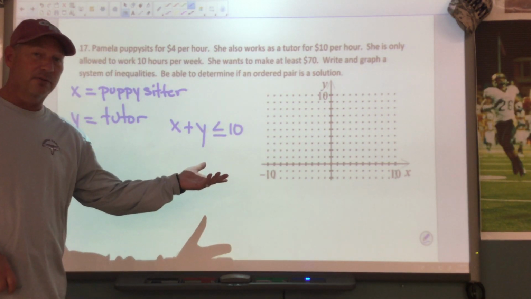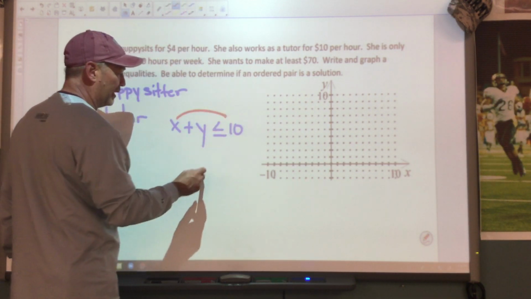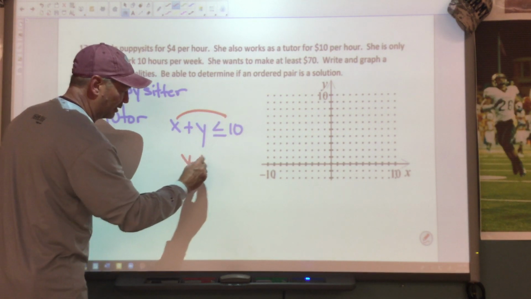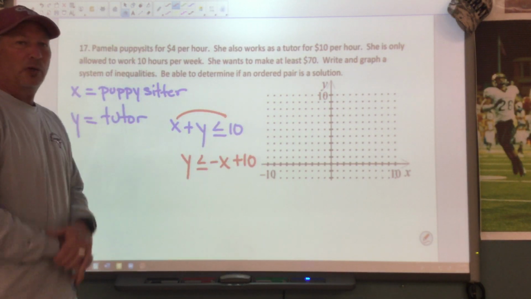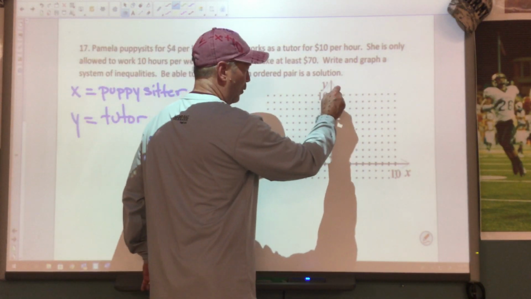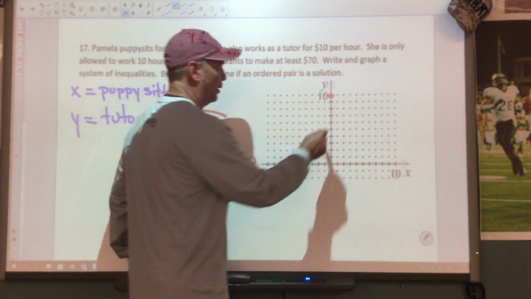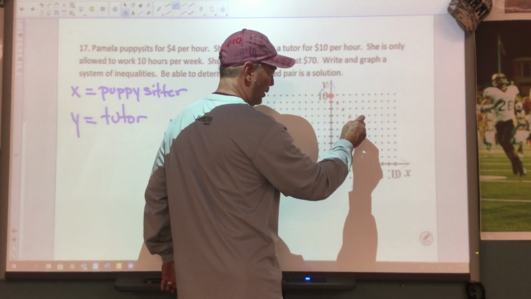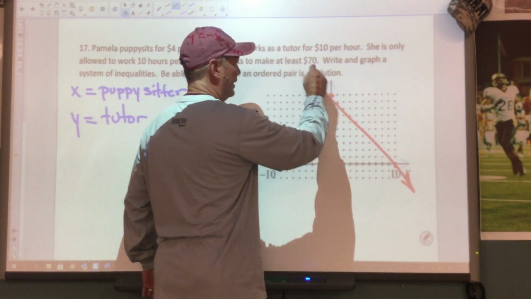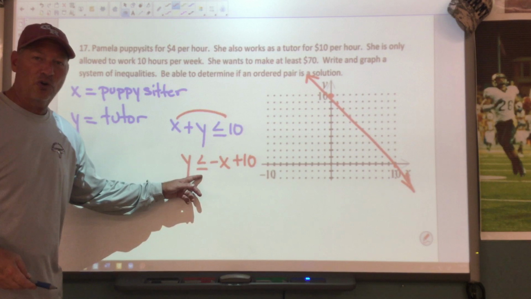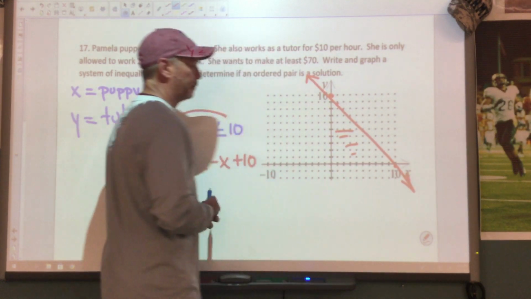We're going to need to graph it. We have to graph that. So in order to graph that, we're going to move the X to the other side, and we're going to subtract, and we're going to get Y is less than or equal to negative X plus 10. So what does that look like when you graph it? Well, there's your y-intercept at 10. We're going to go down 1, right 1, down 1, right 1. Over here, down 1, right 1, down 1, right 1. We're going to end up right there. We're going to have a line that looks like this. It says less than or equal to, so we're going to shade on this side. We're going to shade down here in this area.